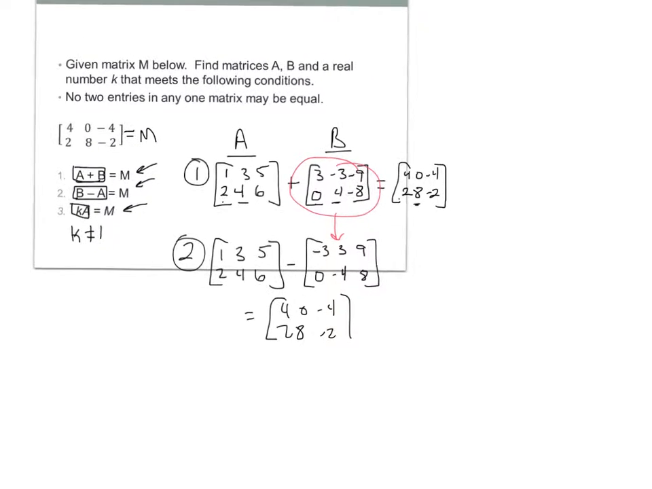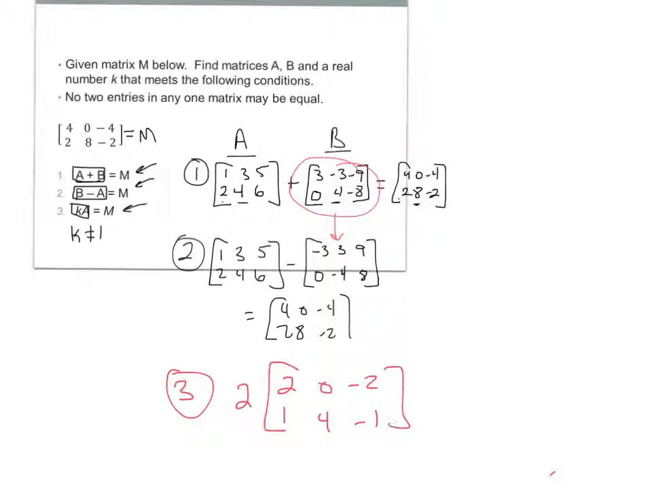Answers can vary too. There's not just one right answer, as long as it's consistent with what's being asked. So for number 3, I know that some number times A, okay, and it could be different than what I have in number 1. It doesn't have to be the same for all 3 problems. So I'm going to create a different matrix for A, and basically what I'm doing is multiplying by a factor of 2. So I just divide everything by 2.